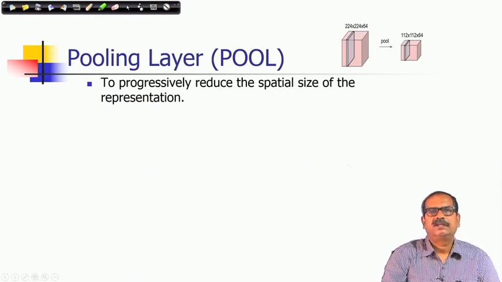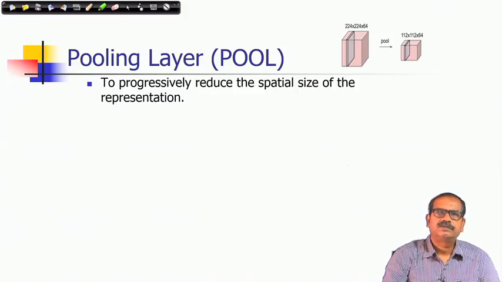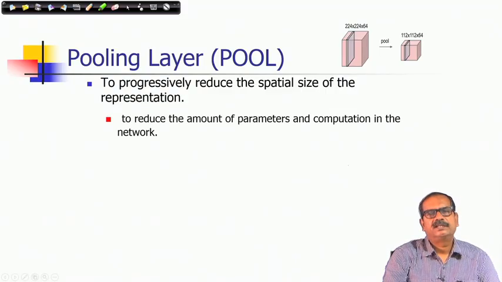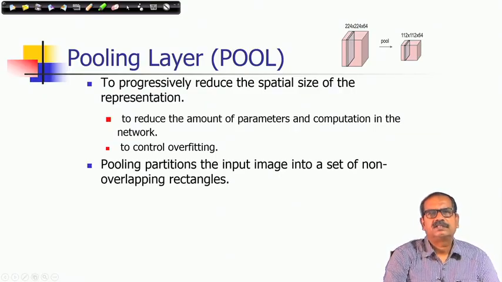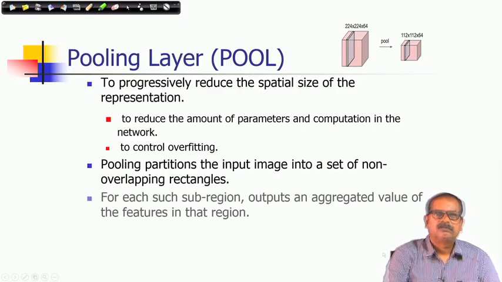There is another kind of layer in CNN which is called the pooling layer. In the pooling layer, it tries to progressively reduce the spatial size of the representation, that is its task, so that it can reduce the number of parameters and also computation in the network. It controls overfitting, and pooling partitions the input image into a set of non-overlapping rectangles. For each sub-region it outputs an aggregated value of the features in that region.